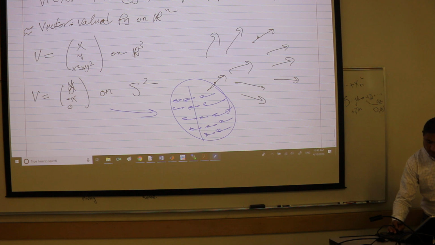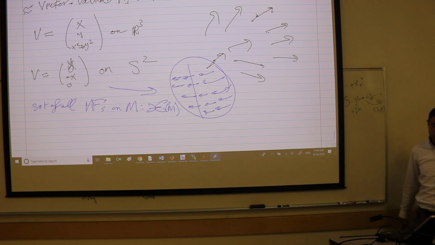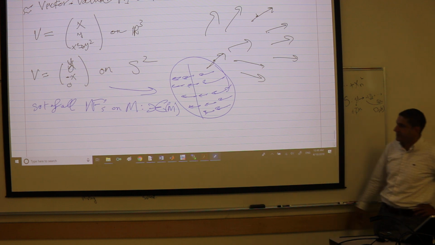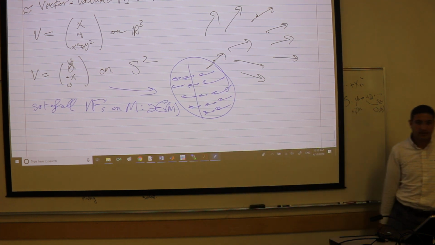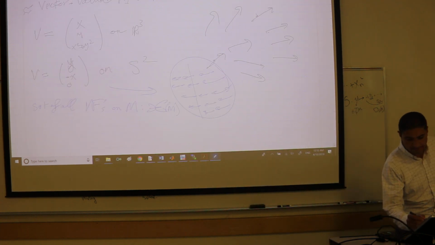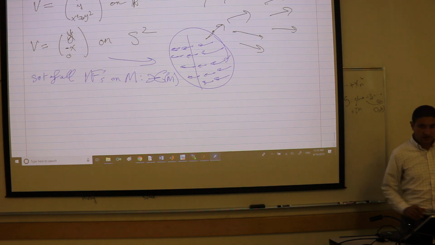Because I will use this a lot, the set of all vector fields on M, I will denote by some symbol. Sometimes we call them gamma, but I realize it will be confused with Christoffel symbols later. So let's use this one. Some books use this one, chi. So, the set of all vector fields, chi, on M.